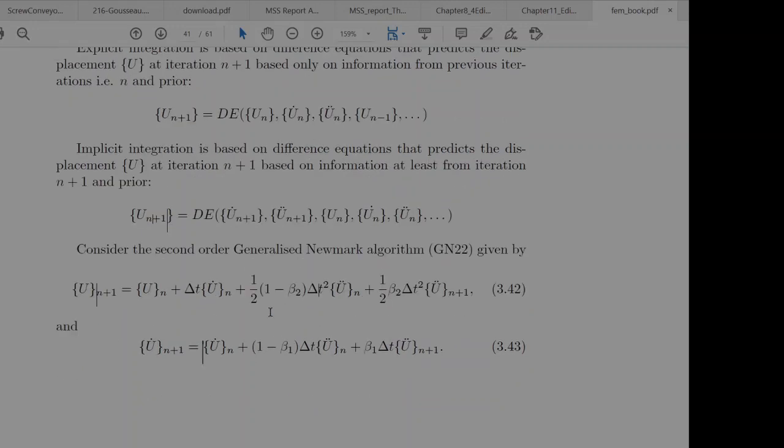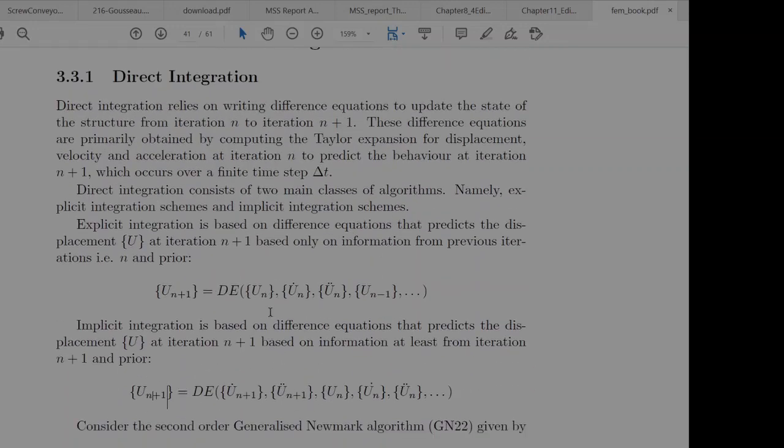The difference with these direct integration schemes is we always start at time step 0. Okay, so if I want to, apologies, let me just quickly cough.